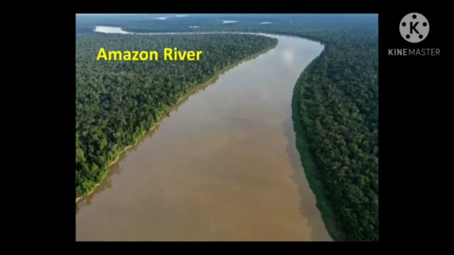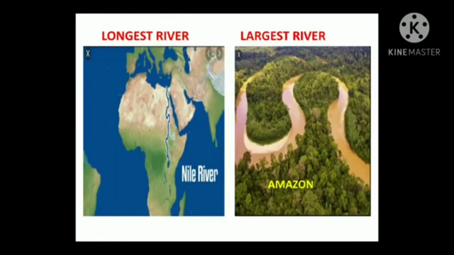And children, here also, can you identify the difference between the Nile River and the Amazon River? The Nile River is the longest river in the world. Here longest means lengthwise. While the Amazon is the largest river in the world. Here largest means volume wise. So these are the main features of South America.